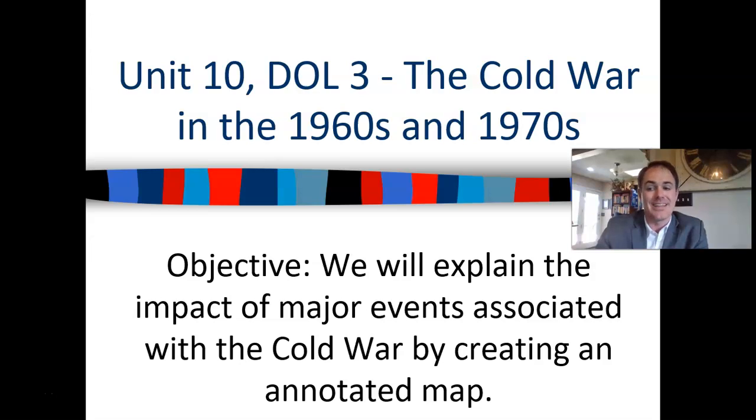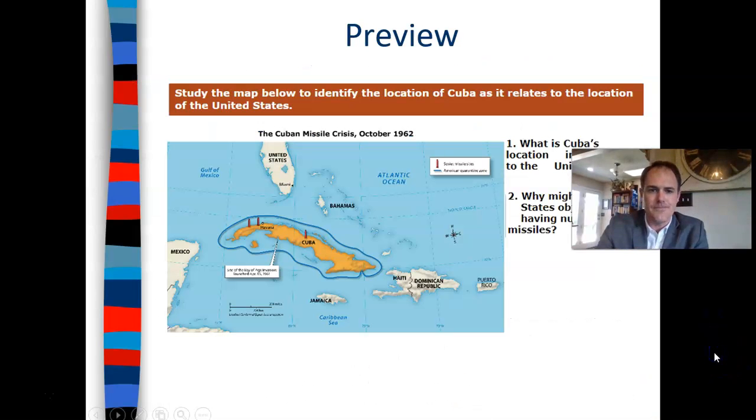We did an annotated map last time. We're going to add to it, or if you would like, make a new one, this time focusing on major events in the 1960s and in the 1970s. As always, we'll begin with a preview.